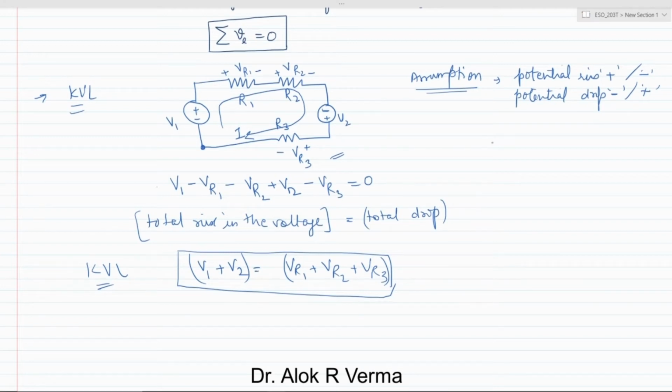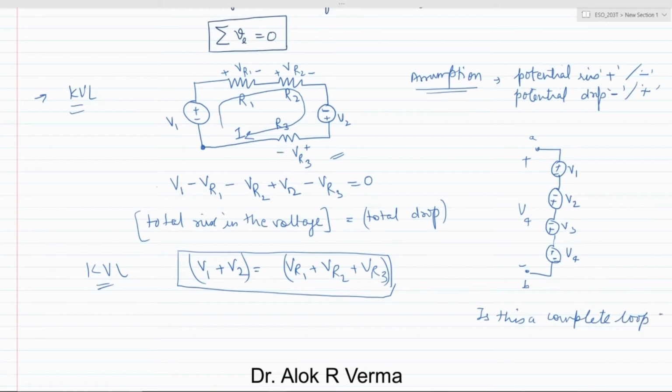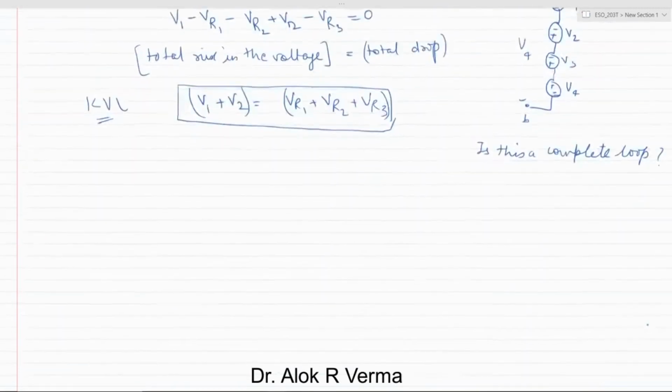Now suppose a part of the circuit, for example, there is one battery, one battery, one battery, one battery. So positive, negative, negative, positive, negative, positive, positive, negative. Okay, so this is V1, this is V2, this is V3, V4, and the total is V4. Does it make a loop? Now my question is, A and B, is it a complete loop? How will you say this is a loop? So this is a loop.